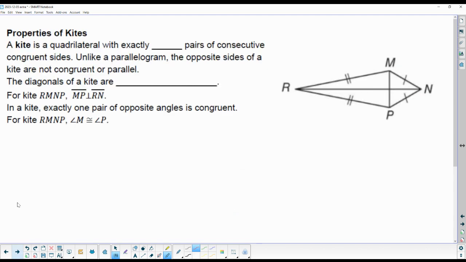All right, the next thing we're going to cover is kites, but hopefully this last part is helpful.